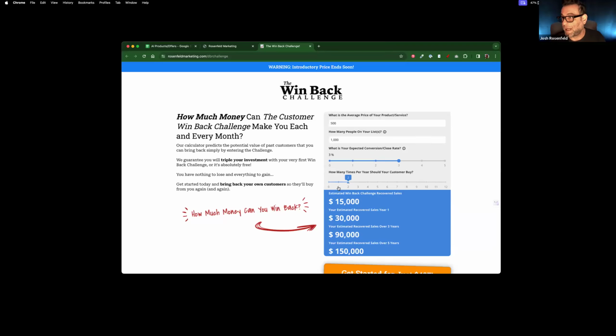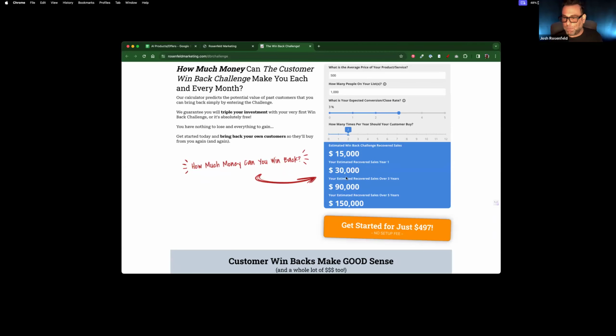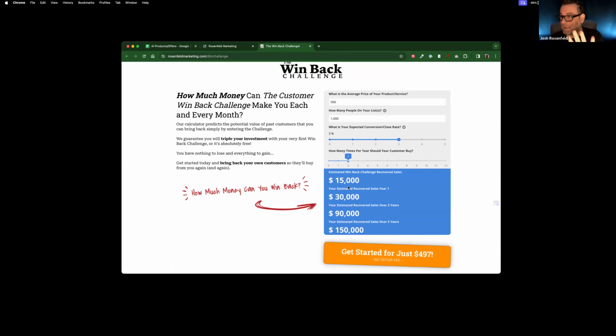And how many times a year my customer might buy. Let's say I'm doing a cleaning service or something that they do more than once. And the client can see right here how much money they potentially could make from a database reactivation. So this is also an example.